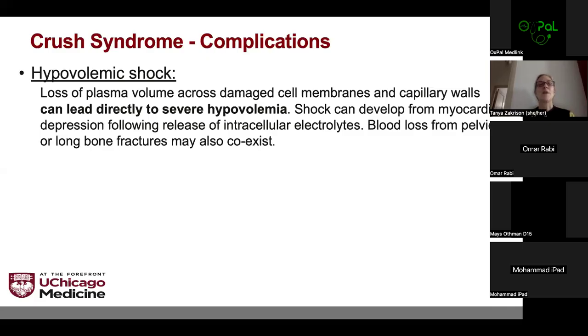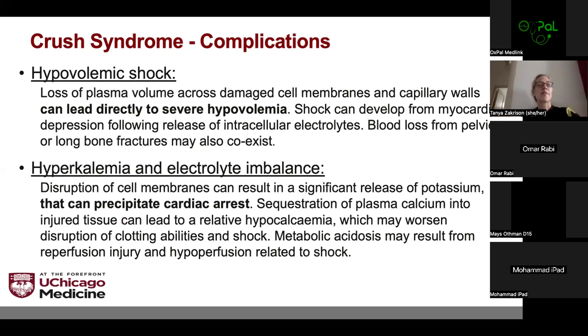This can also lead to myocardial depression because a lot of intracellular electrolytes are released, so you have abnormalities of potassium and calcium. And you can still have slow blood loss from injuries as well. So keep in mind, if you see a delayed patient present like this, we've had patients trapped under rubble and in cars from bad motor vehicle collisions in Chicago and also Miami, where we actually try to start giving them IV fluids while we're still extricating them and trying to remove them from whatever they're trapped underneath.